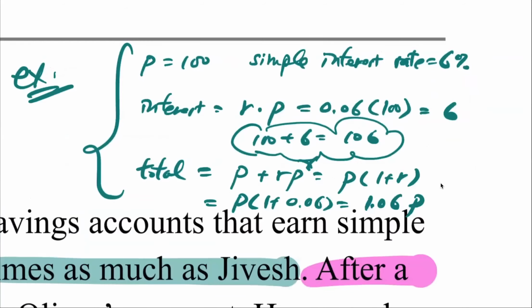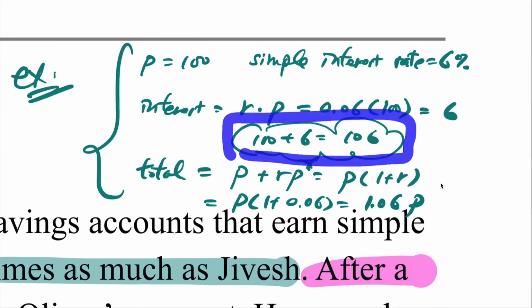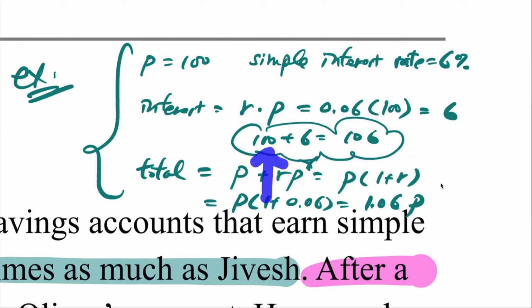For example, let's say the initial deposit amount, or the principal amount, P, is 100, and the simple interest rate is 6%. Then the interest will be the interest rate R times the principal amount. It will be 0.06 times 100, which is $6. So this amount is what you would have total: that's principal plus the interest, 106.